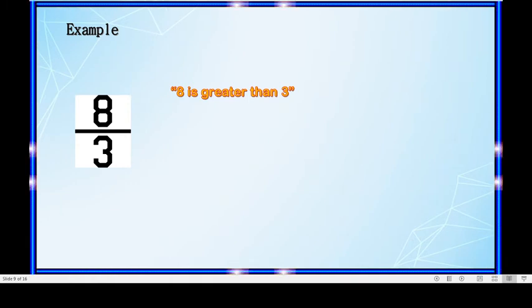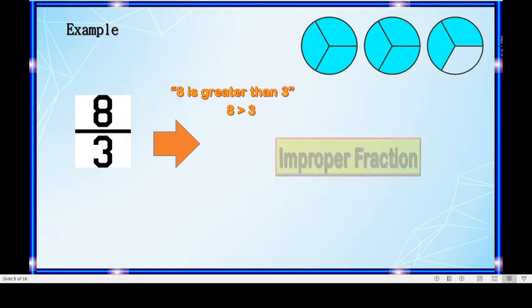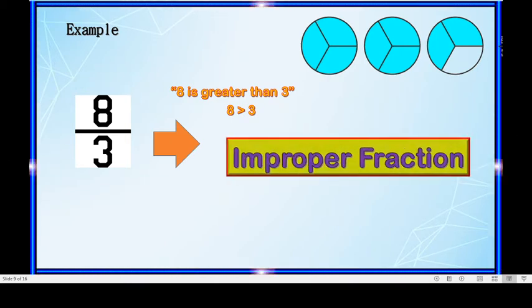8 is the numerator and 3 is the denominator. 8 is greater than 3, and the symbol looks like that. Thus we say 8 over 3 is an improper fraction. Remember that the value of an improper fraction will be more than 1 whole.